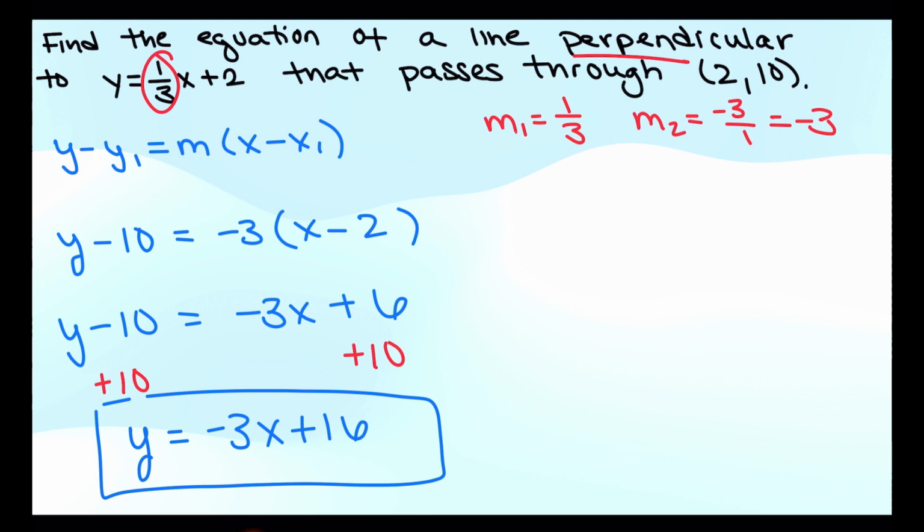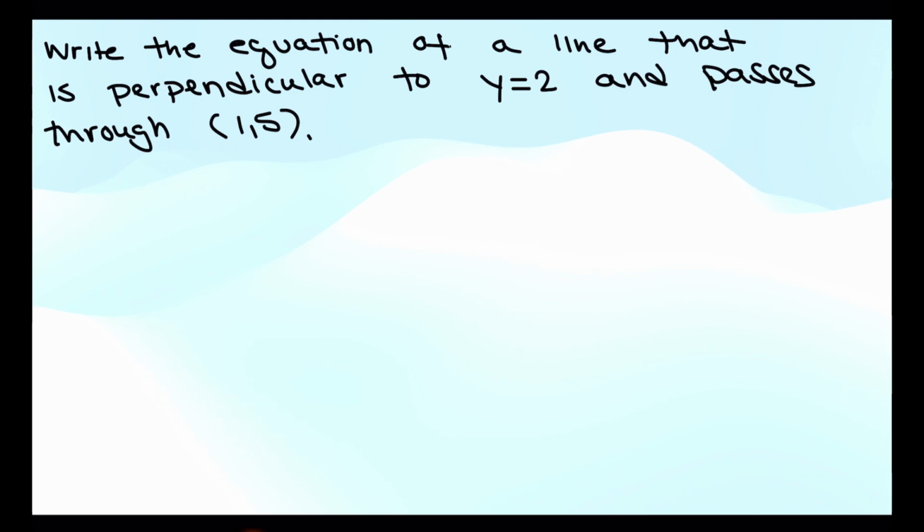So in general, we can use this point-slope formula to get the equation of a line, and it means we just have to know a point, and it can be any point at all on the line, and we do have to somehow figure out the slope. Now I want to show you one special case where we actually don't have to do this formula to get an equation. Let's just take a look at this example and then I'll explain what I mean by special case. Let's write the equation of a line that is perpendicular to y equals 2 and passes through the point (1, 5).